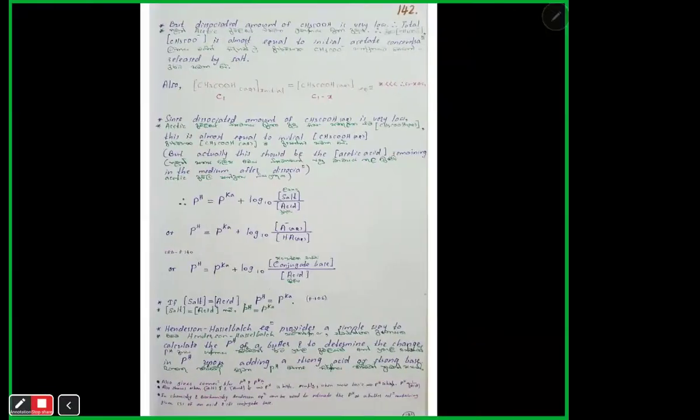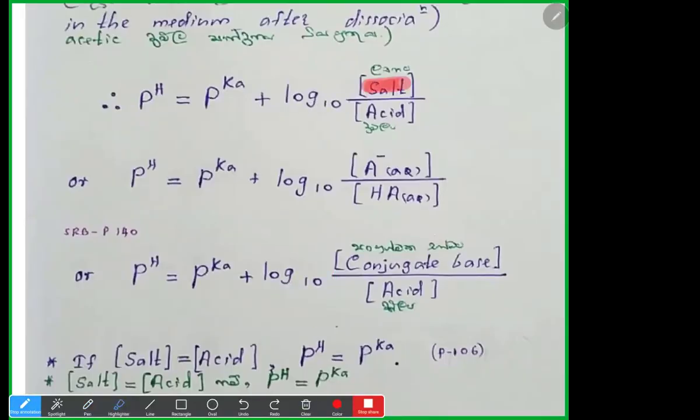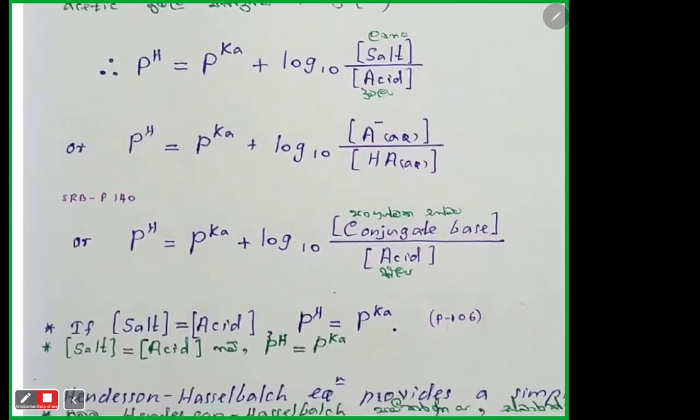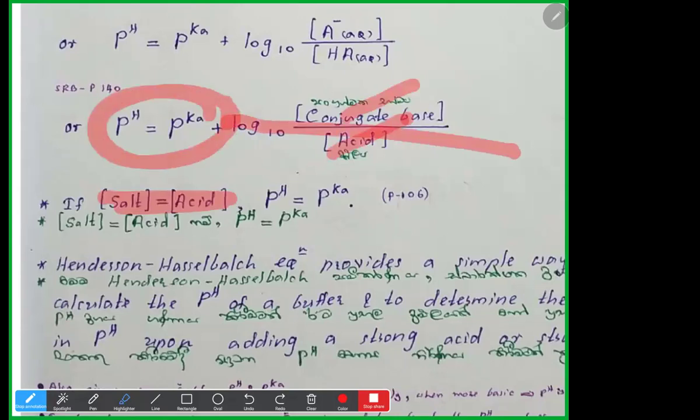So we can derive this equation, whichever way you get the idea. So salt divided by acid, or salt can be this anion concentration. This is the weak acid HA, and A minus is the conjugate base of the acid. So we can go with conjugate base divided by acid as well. And another little thing, a couple of questions ask about this: if the acid and salt concentrations are equal, this part becomes 0, so that pH equals pKa.